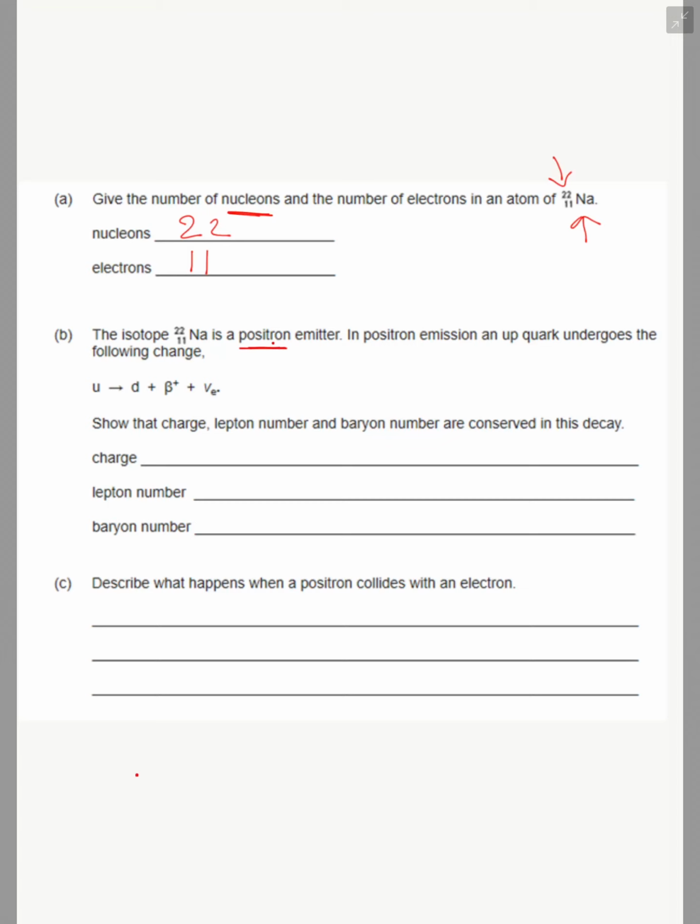Show the charge, lepton number and baryon number are conserved. So with your charge, it's gone from being plus 2/3, and then it's changed into minus 1/3, and then it's plus 1 and plus nothing, because that is your electron minus, okay? Now, your lepton number is going to be 0, and it changes into 0, and then it changes into minus 1, because it's a positive one, isn't it? And then it changed into plus 1. So there we go. So it's conserved.